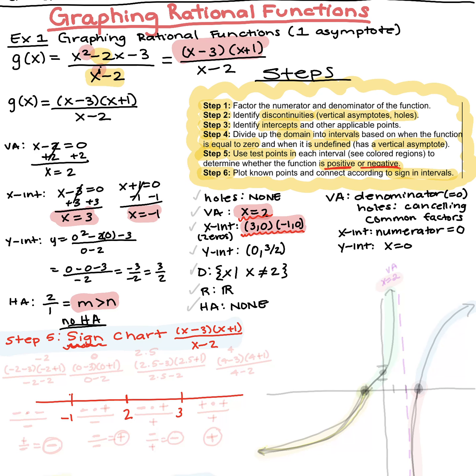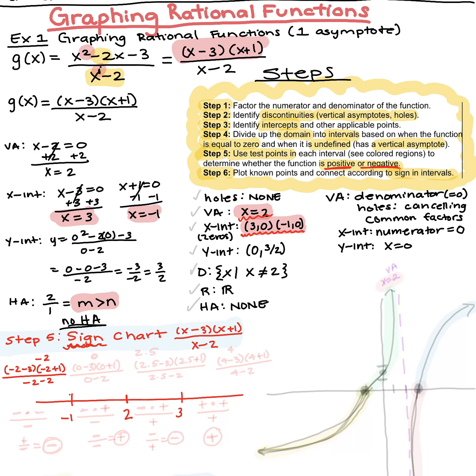So if I see this -1, I have to pick a number that's less than -1. You can pick whatever number you want, it does not matter, it just has to be less than -1. So I'm going to pick, let's say, -2. Now this -2 is going to be substituted into the equation over here. So I'm going to have -2 minus 3, -2 plus 1, and then -2 minus 2.